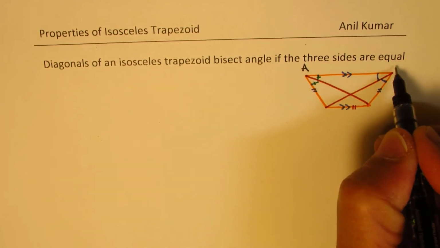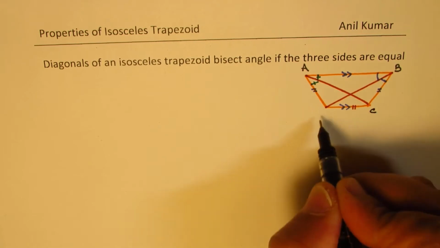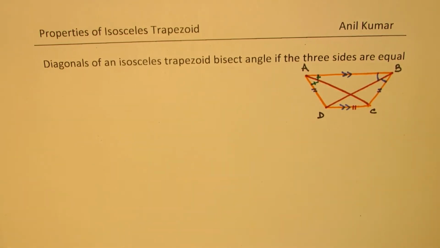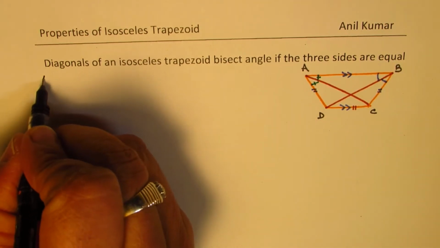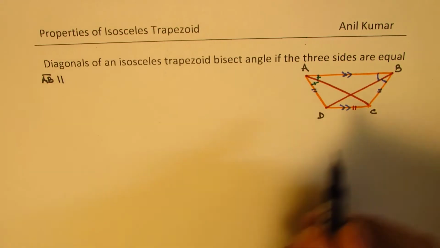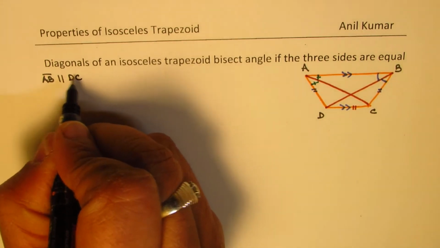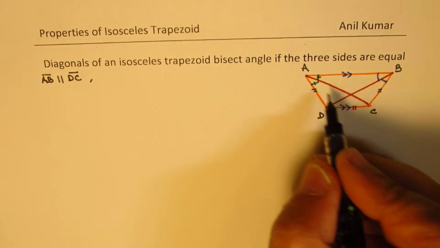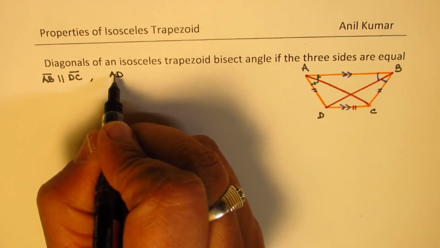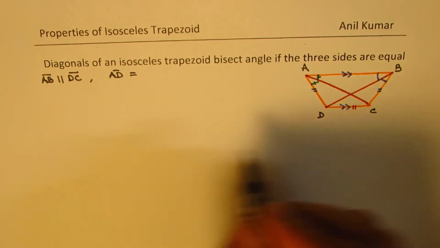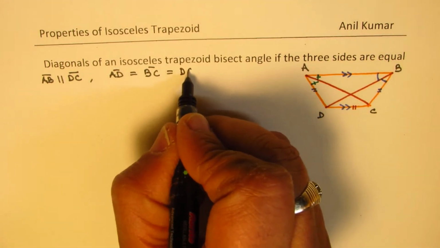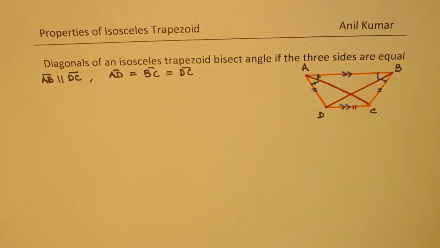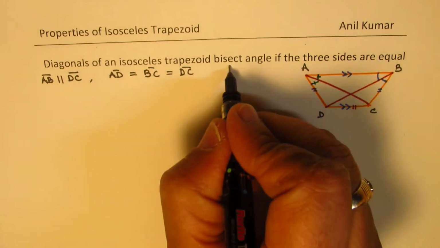So let us say this trapezoid is ABCD. Now in this particular case, we have AB parallel to DC, and we are also given that AD is equal to BC and is also equal to DC. So all these three sides are equal, right? Now that is given to us.